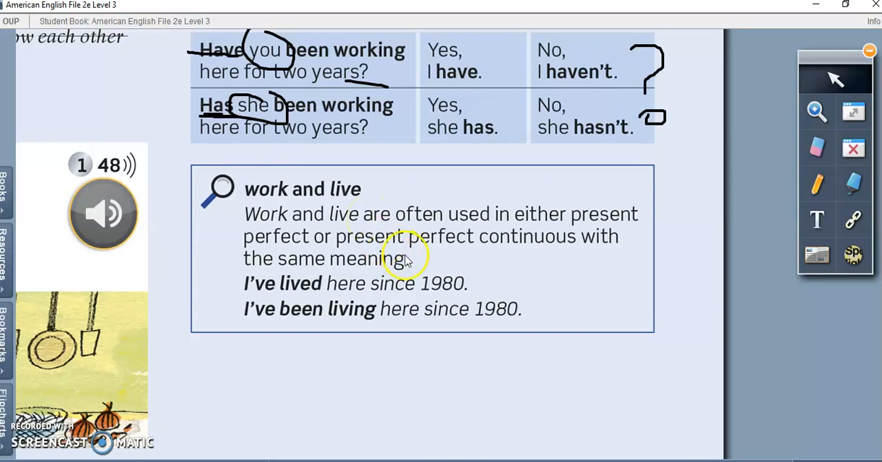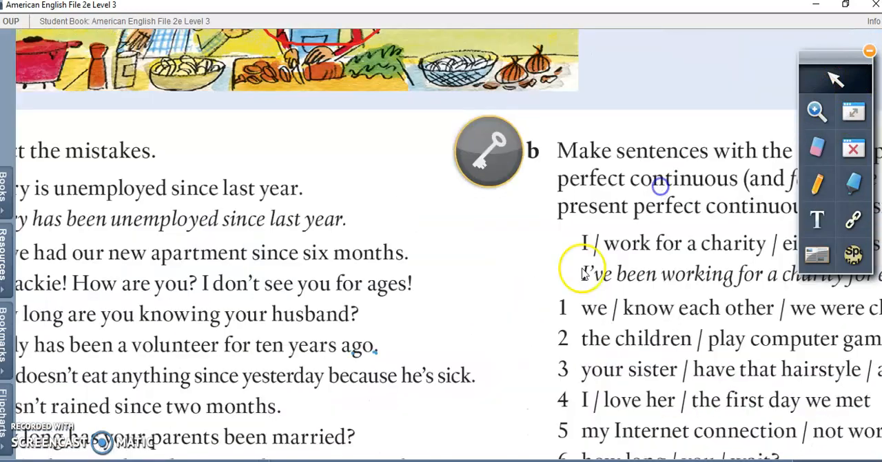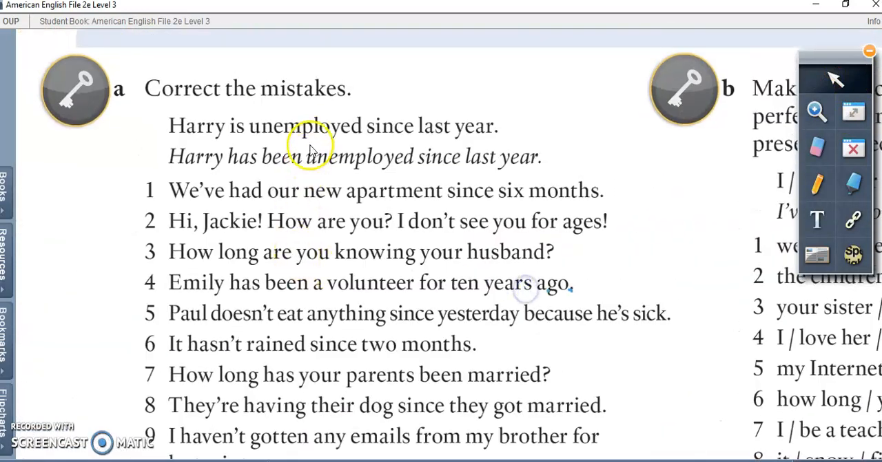Here you have a note about work and live. Work and live are used either in the present perfect or present perfect continuous with the same meaning. We have lived here since, we have been living here. We have worked, we have been working. It's usually the same meaning.